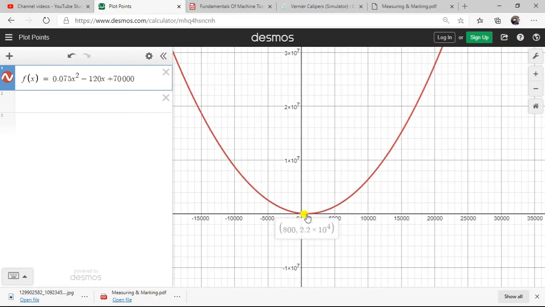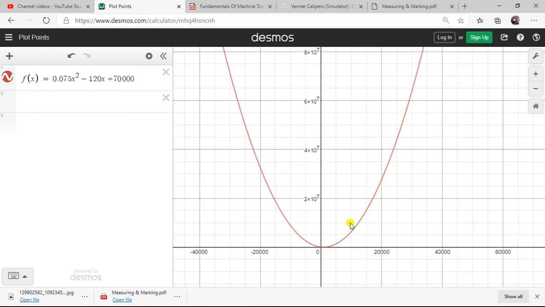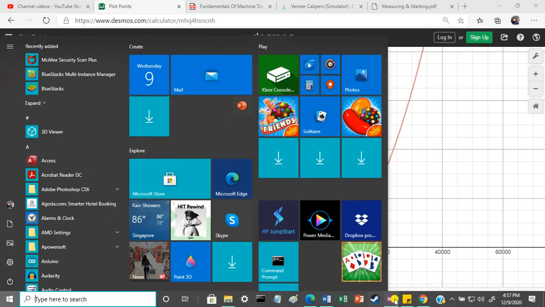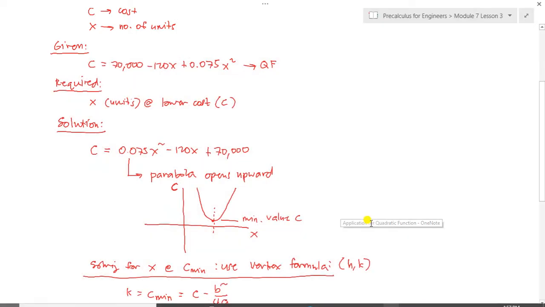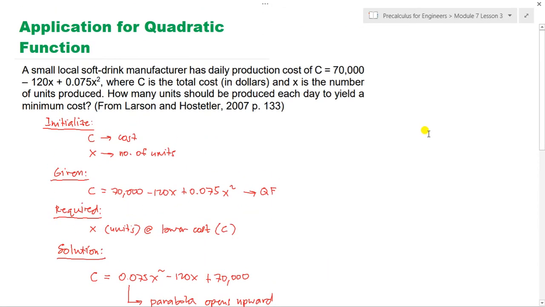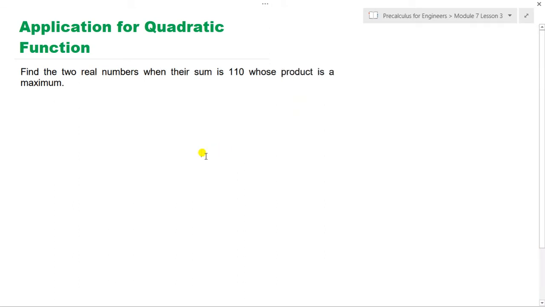Now, mostly in problems where quadratic functions are applied, the focus is on the vertex, because that would tell the maximum or the minimum value of a certain parameter. Okay, so if there are no questions, then let's proceed to the last problem for our quadratic function. So this is a digit problem. Here the question is, find the two real numbers whose sum is 110 and whose product is a maximum.